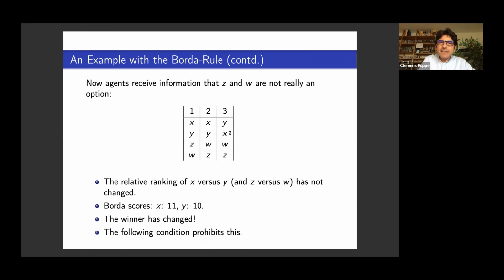And nothing else has changed, but now the Borda score for X is 11, whereas the Borda score for Y is 10, right? Because X moved up here in voter 3's ranking, now X becomes the Borda winner. Or in other words, because W went down the ranking, X becomes the winner, okay? This is something strange. Why?